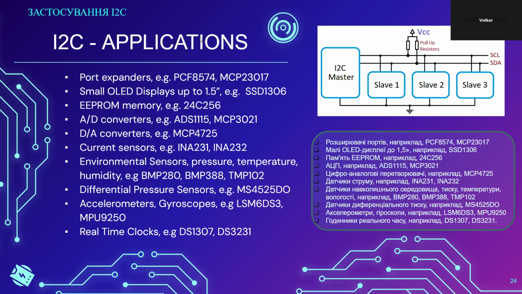There are A to D converters. There are digital to analog converters. Current sensors, which is basically high side, low side current measurements, DC current measurements. Environmental sensors: pressure, temperature, humidity.